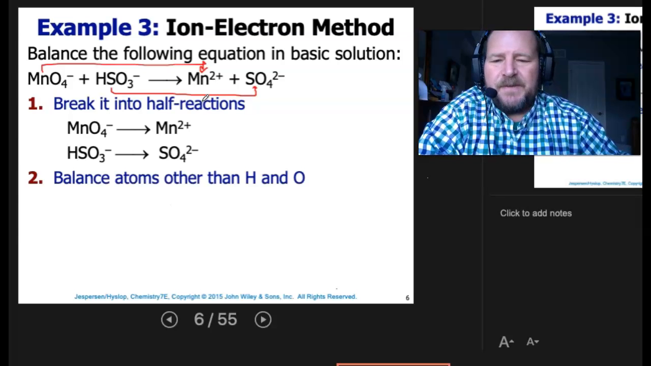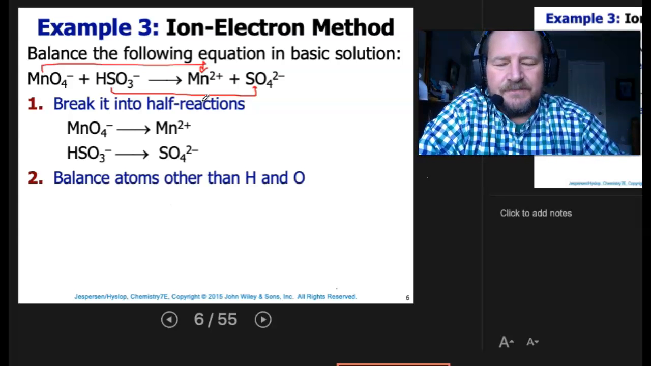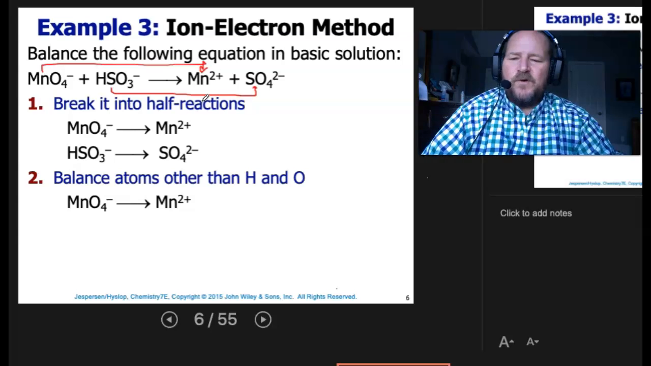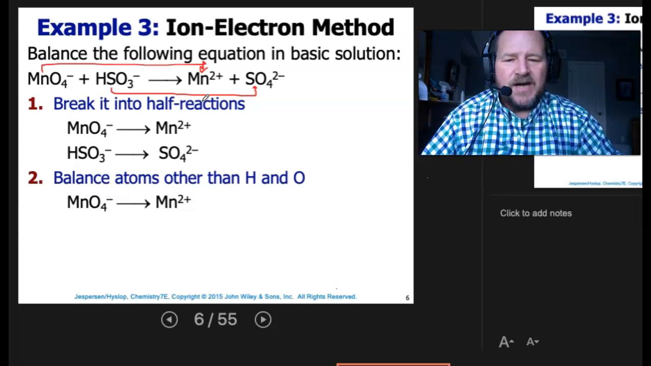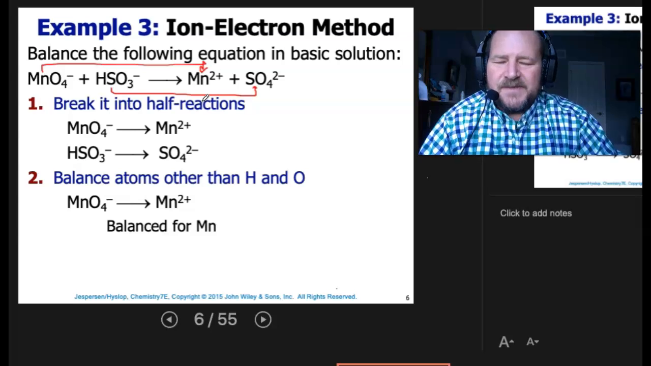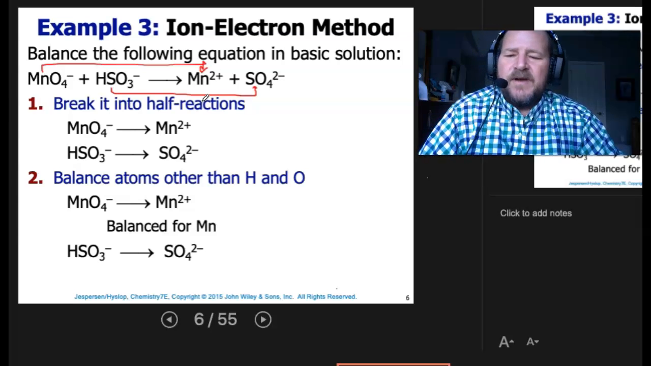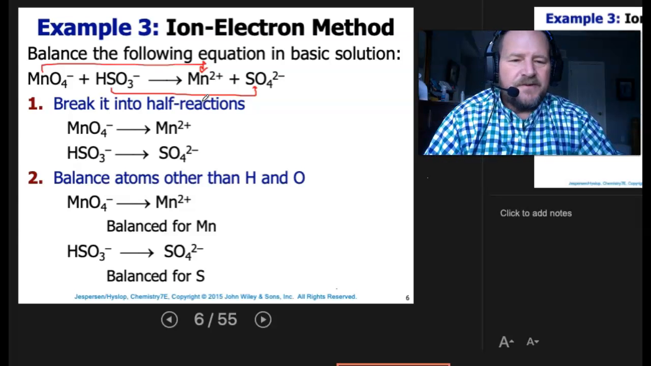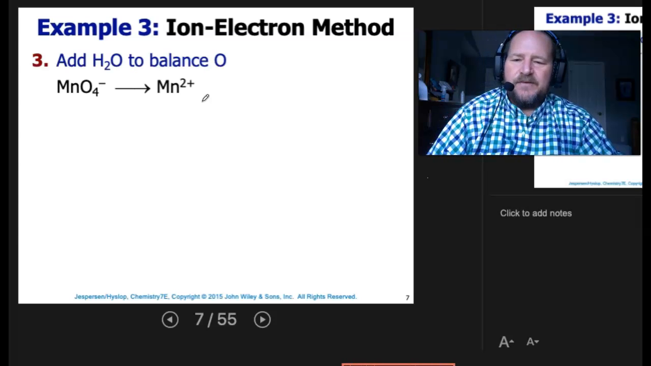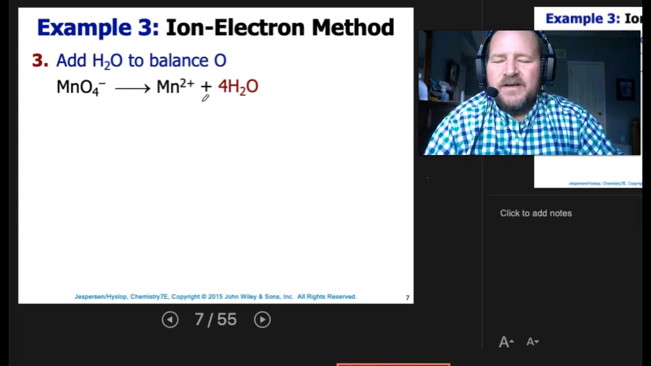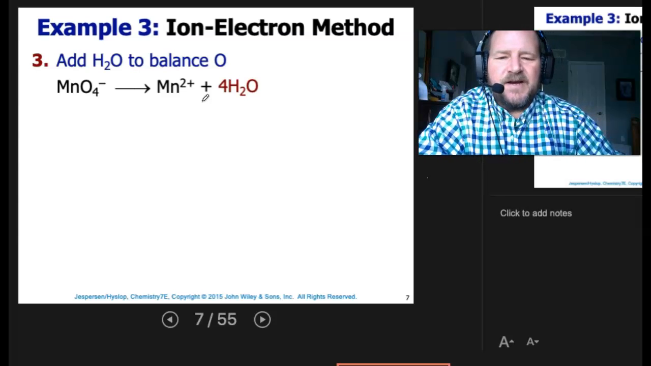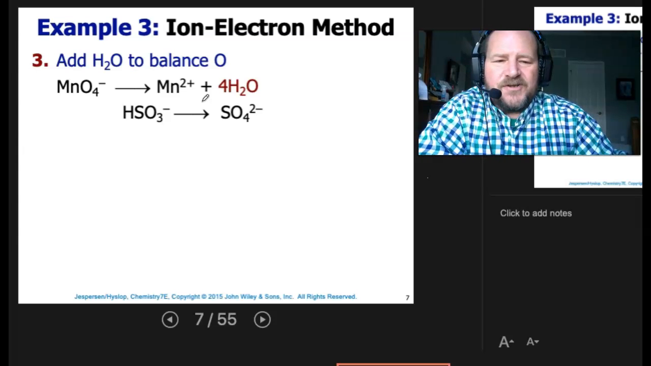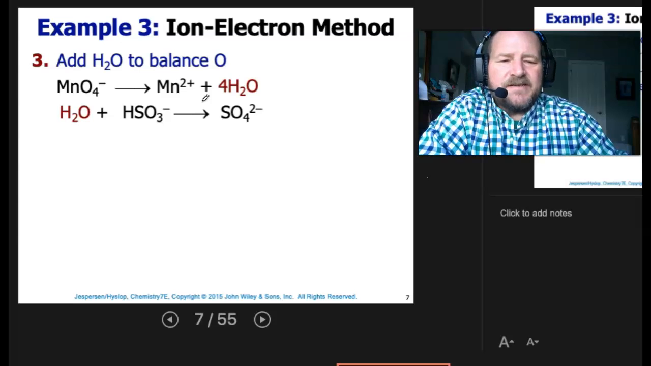And now, of course, we're just going to balance the atoms other than the hydrogen and the oxygen, right? So we'll start with that MnO4 and the Mn2 plus. We have 4 oxygens on the reactant side, but we have no oxygen on the product side. The manganese themselves are balanced. We have the HSO3 and the SO4 here. The S's are balanced. Don't have to do anything there. I started jumping ahead. I was adding those waters already, trying to get this bad boy done. So there it is. We'll add our 4 waters to make up for those 4 oxygens. For the SO3 going to SO4, we have 1 extra oxygen, so we'll throw 1 water on the reactant side.